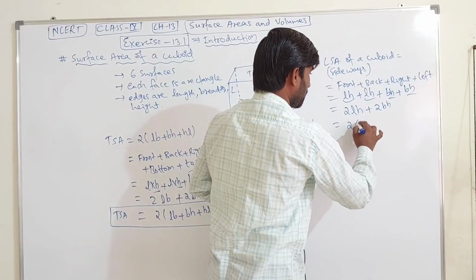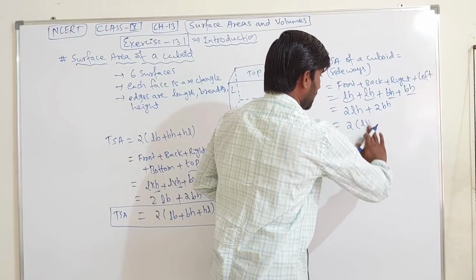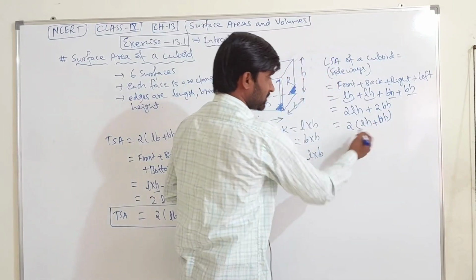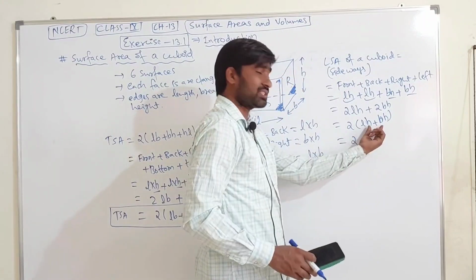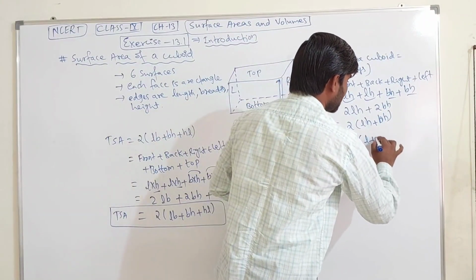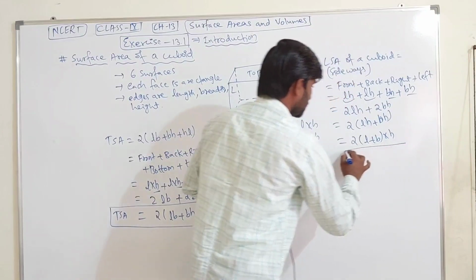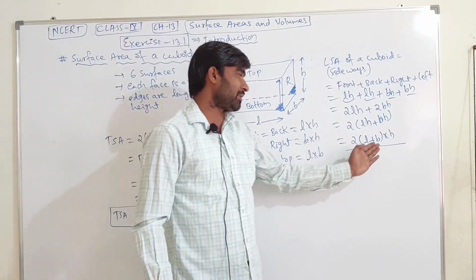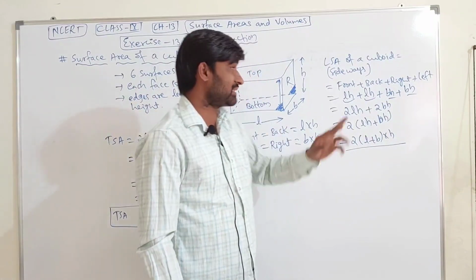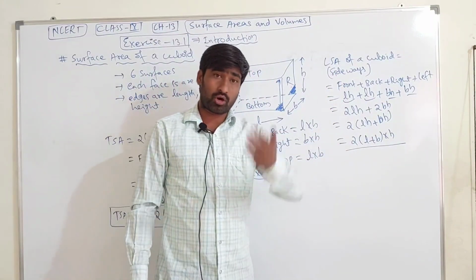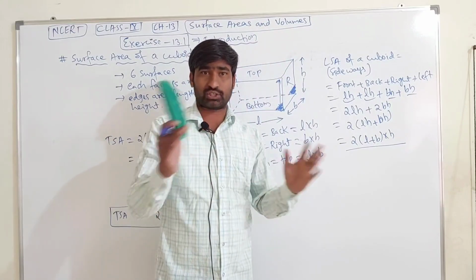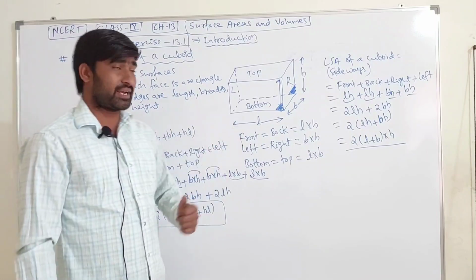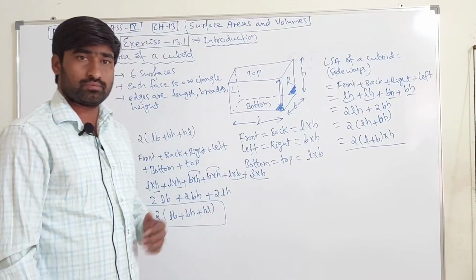So again here 2 is common, so we will get 2 times length into height plus breadth height. Again this formula we can write like this also. Here h is common, so we can write 2 times length plus breadth, times height. So this is the lateral surface area of a cuboid: 2 times length plus breadth into height. While finding the lateral surface area of any solid, the bottom and top we will not count, we will exclude them. Okay, I hope you all understand. Before proceeding to the next topic, please pause the video to note it down.